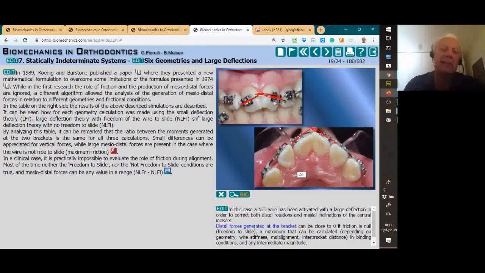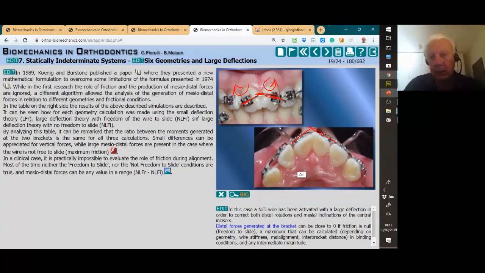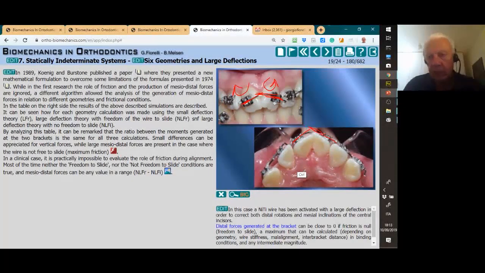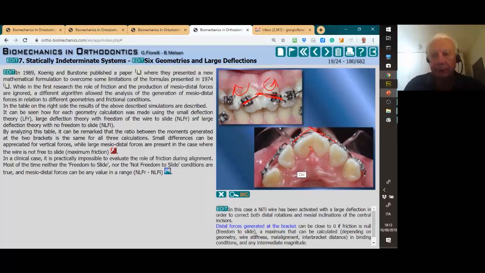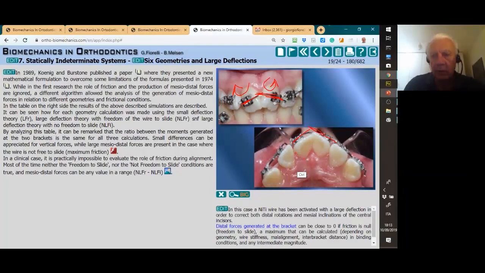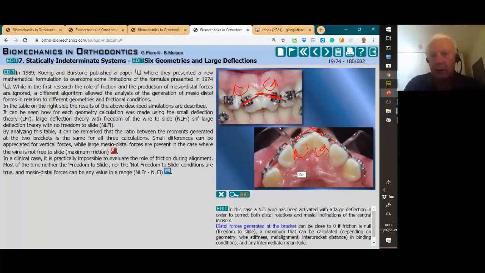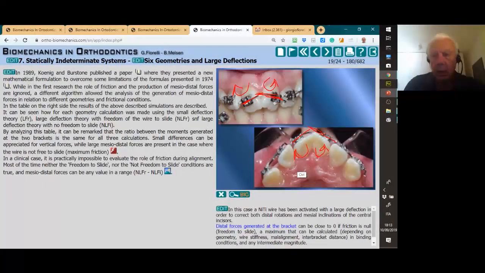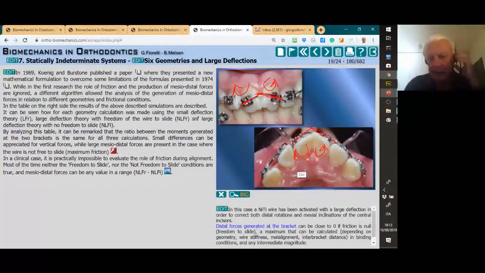What am I expecting here? I'm expecting moments that are very nice because they make these two teeth straight. And these moments are also rotating the two incisors in the right direction. Now let's think something.